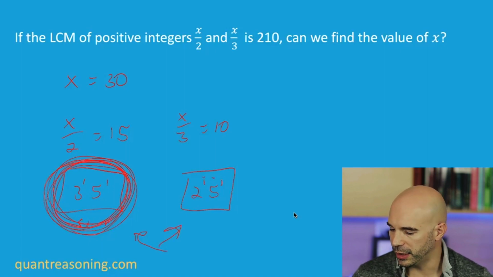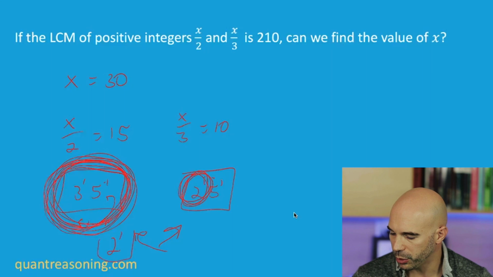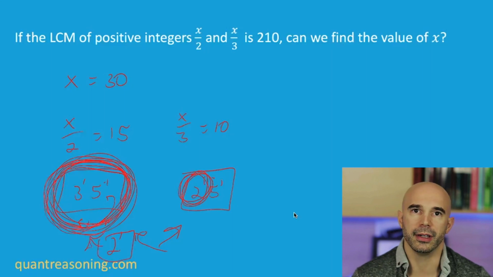Well, the numbers are identical, except this one has an extra 2. So just take the left number, give it an extra 2 to the power of 1, and now you're good. Now you have the LCM. Now you have a number that is a multiple of each of them.